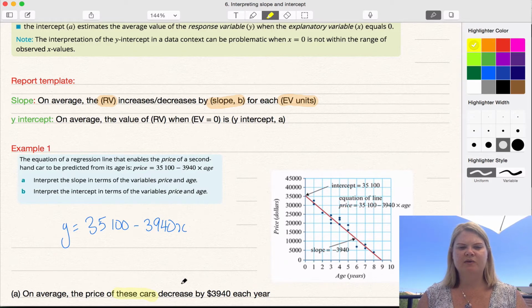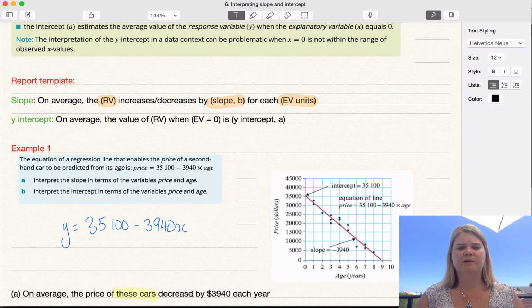Decrease by, and then you put the amount of the slope in, 3,940. Don't put negative there again because you've already put the word decrease in. And then at the end, for each, and the units here of the explanatory variable, it's going up by 1 year at a time, so it's decreasing by this for each year. On average, the price of these cars decreases, would be better English, by $3,940 each year. Make sure you put the dollar sign in there and make sure you say for each unit.